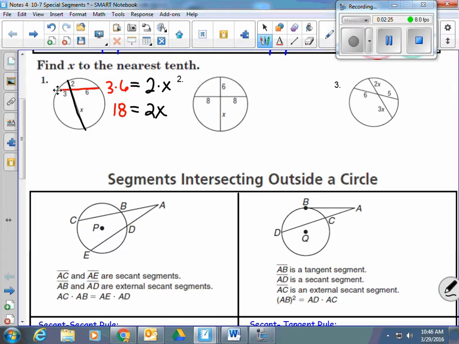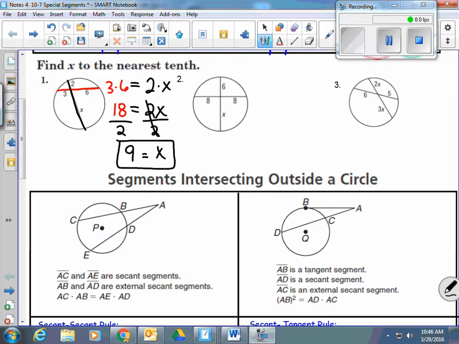Now what do I do? Divide by 2. Good. So we're going to get x by itself, so now we're going to divide by 2. So x is equal to 9. That's it. How many of you have that on your paper? Good. Okay, how many of you are like, oh, that's easy? Okay, there's going to be some things that aren't easy, but that's the basics. So now I want you to try number 2 and number 3.